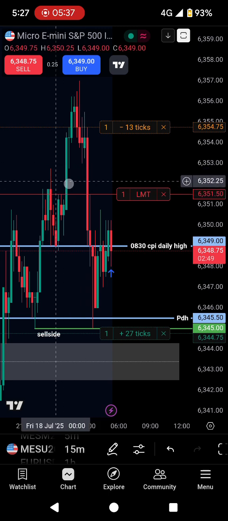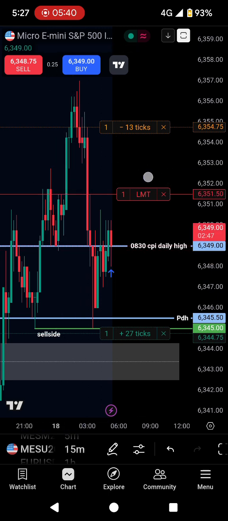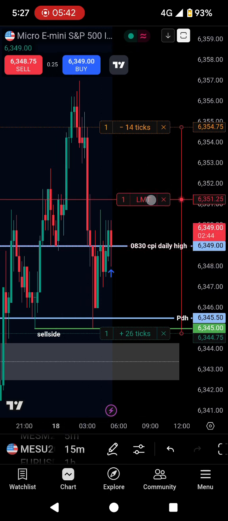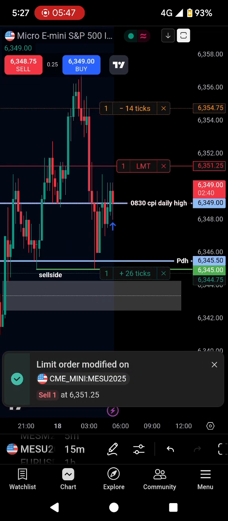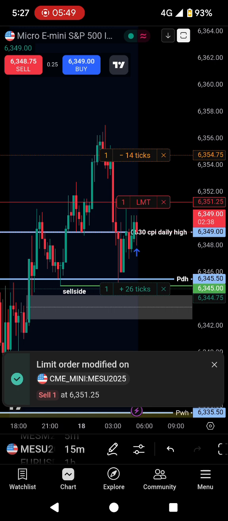Beside here we got the balance price range. So this is basically a balance price range. So I'll pull it a bit lower here. Okay, so that's it. Later I'll come back and see.